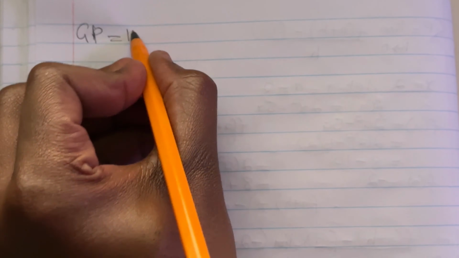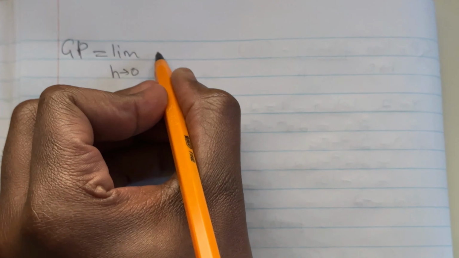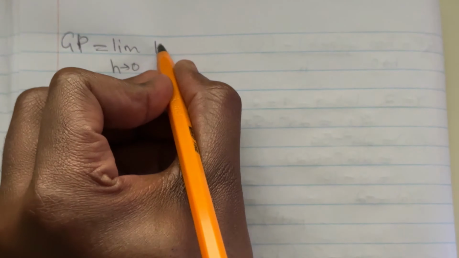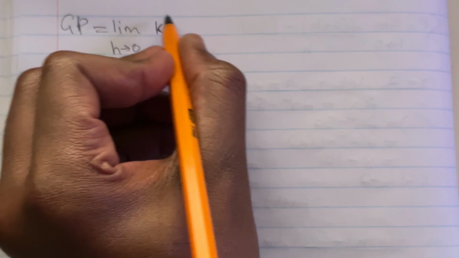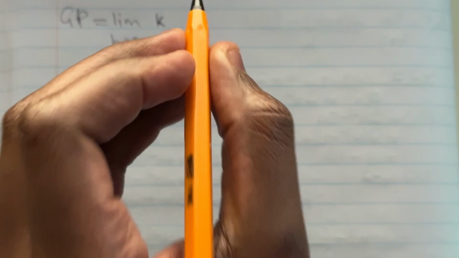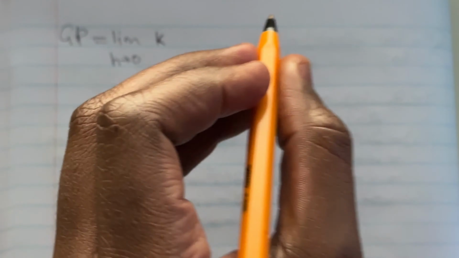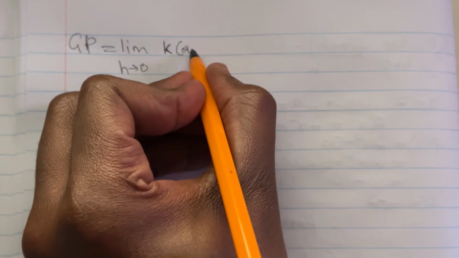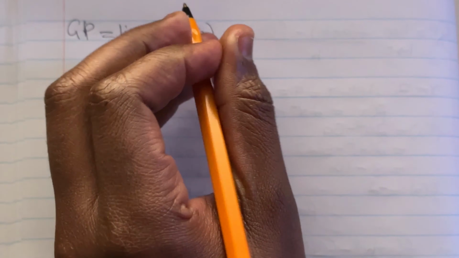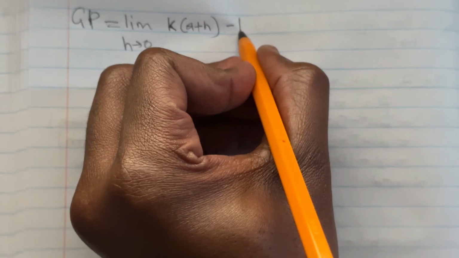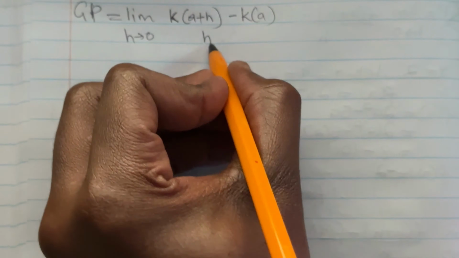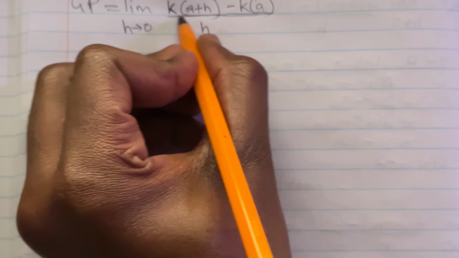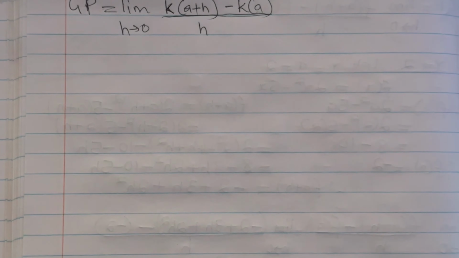So we know that gradient at a point is given by the limit h approaches 0. Then in this case our function is k. You have to pay attention to the function. So if it's f, put f. If it's k, put k. If it's g, put g, right? In this case we have k at x, so it's going to be k. Then we know that it has to always be a plus h minus k at a divided by h, right?